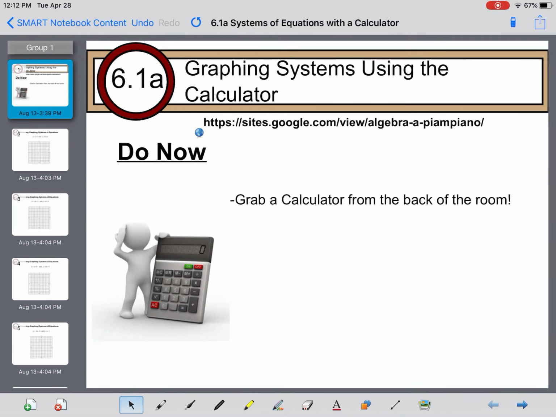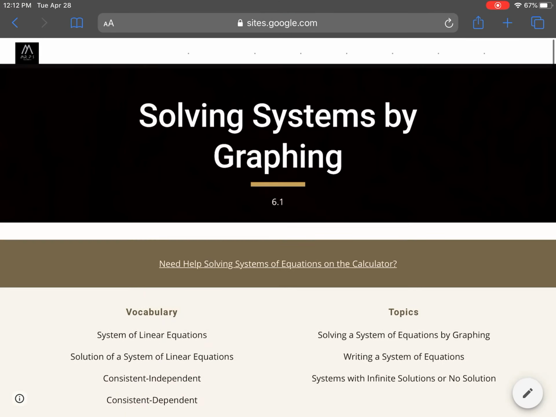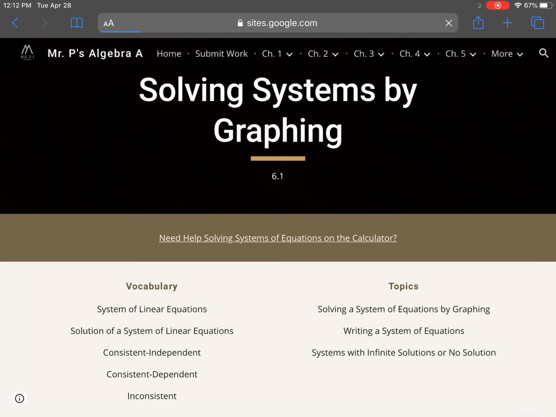This could be a little difficult for some of us who don't have graphing calculators at home. I've offered several options on the website for you to either download a graphing calculator on your computer, on your iPad or iPhone, or on your Droid or Samsung phone. So you can find those options, and I'm going to show you on the website.